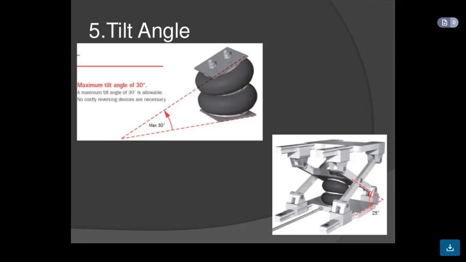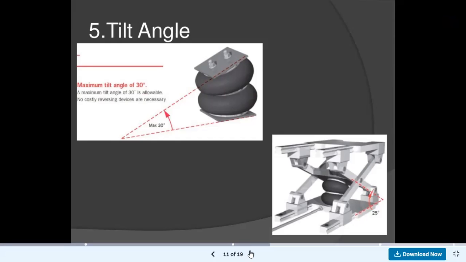If we observe the second type, this is actually a hydraulic system, and at the bottom of that system, this gas type of suspension is provided. And if we observe here also tilting takes place, but here tilting is 25 degree, which is allowable because 30 degree is the maximum value.